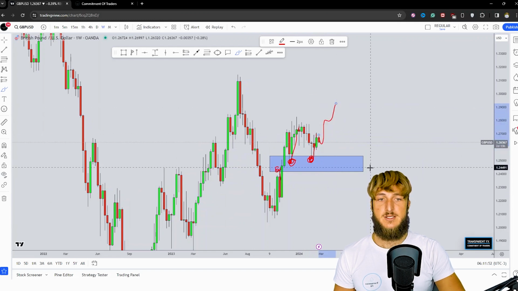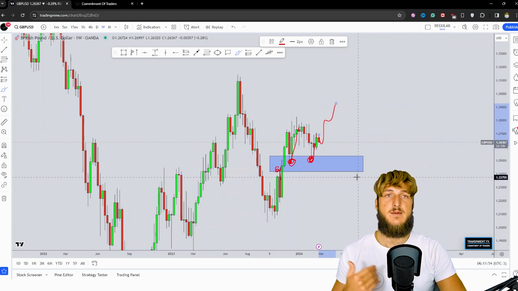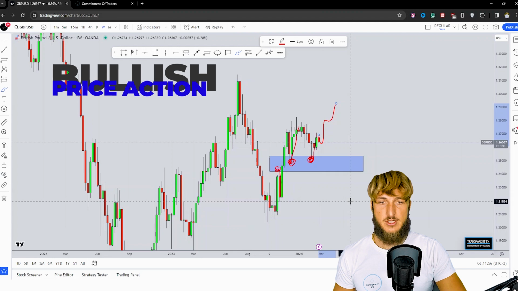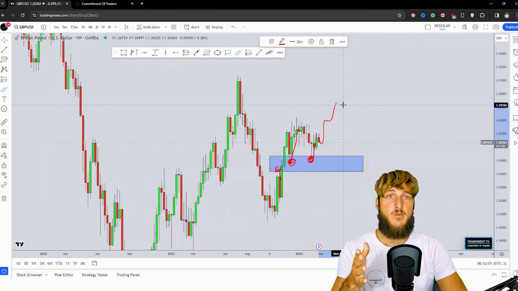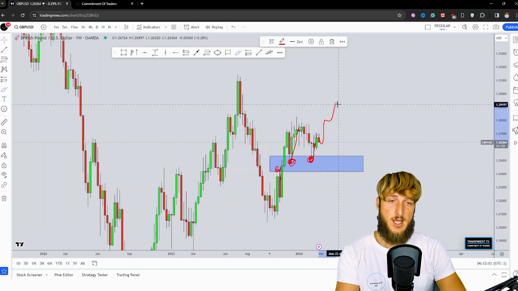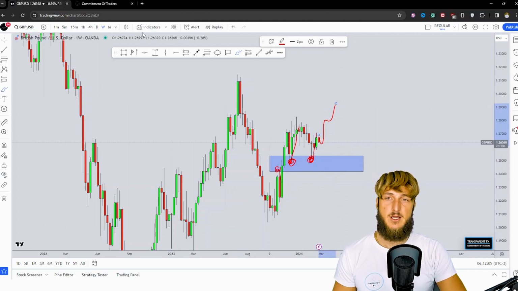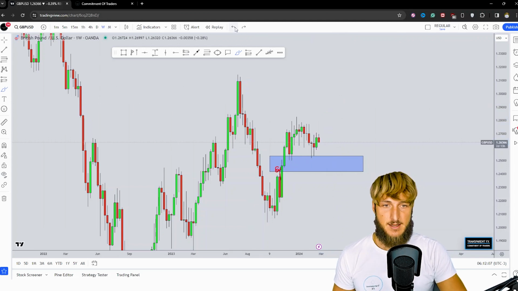So in a situation like this, it seems like there is at least a possibility to see more bullish price action being created away from this support zone, also on the weekly time frame, rejecting the monthly support that we have previously identified from a monthly standpoint.